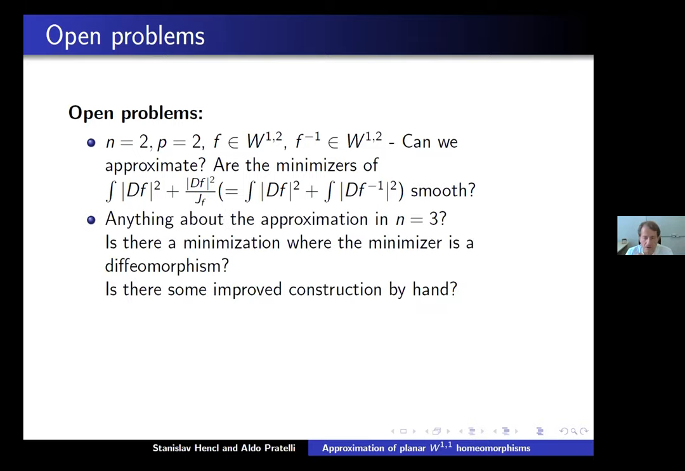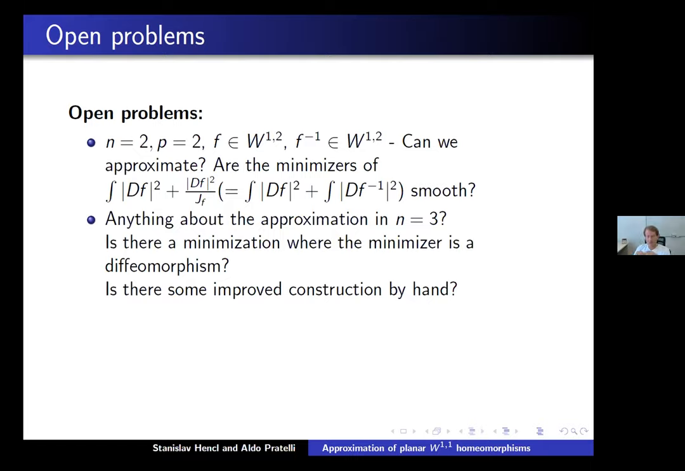Next thing, as I told you, we have plenty of positive results in dimension 2. We have some counterexamples in dimension 4 or higher. So what is happening in the most natural physical dimension, n equals 3? And essentially no one knows anything.